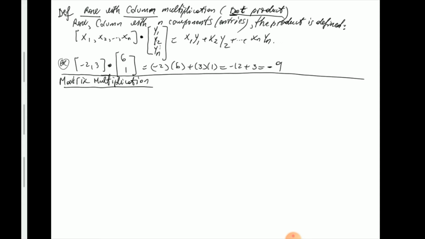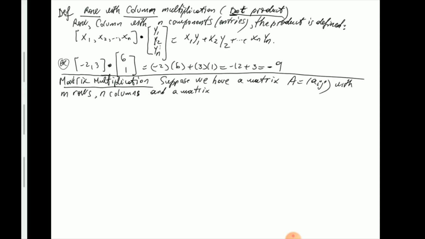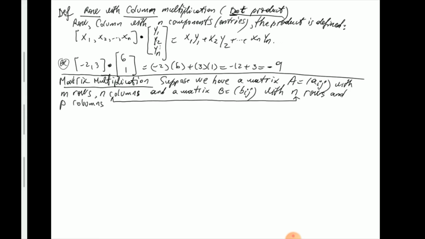And here, suppose we have a matrix A, and remember how we described the generic term of a matrix, let's say given by Aij, with m rows, n columns, and a matrix B described by Bij with, pay attention here, n rows and p columns. So the number of columns of the matrix A must coincide with the number of rows of the second matrix that you multiply it with.